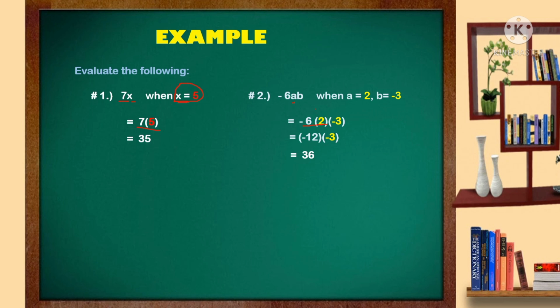So the remaining is -3. Since they are in the same term, you have to multiply. So -12 times -3 gives us an answer of +36. If you remember the rules of integers, if you multiply the same sign, the answer would be positive.